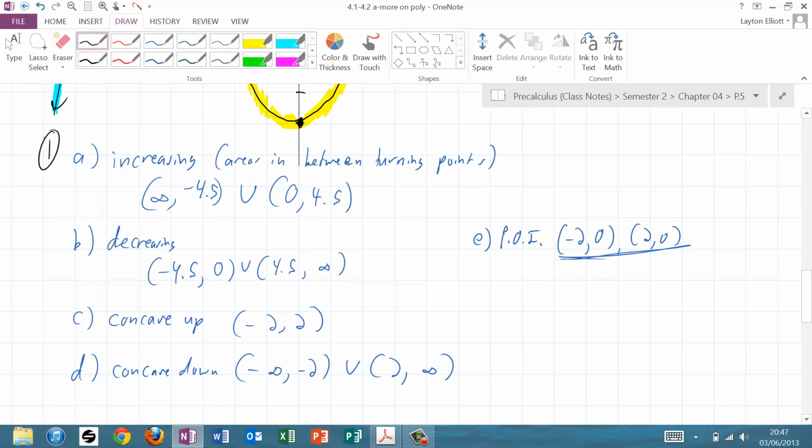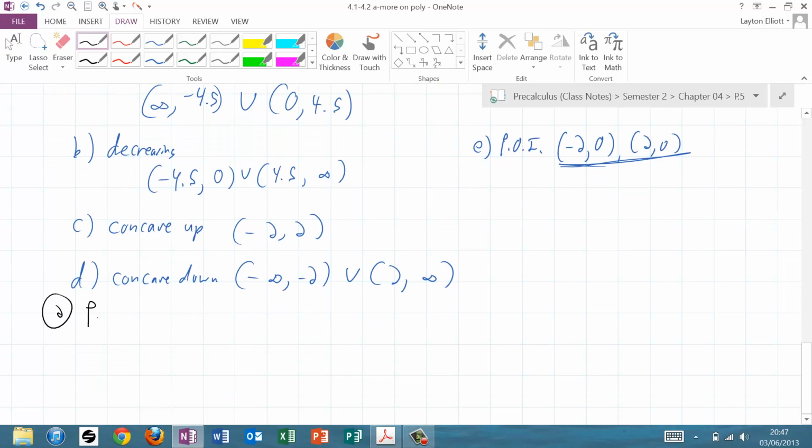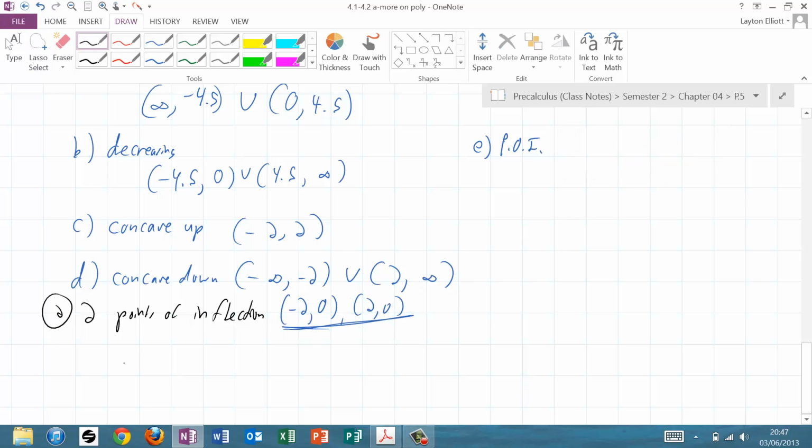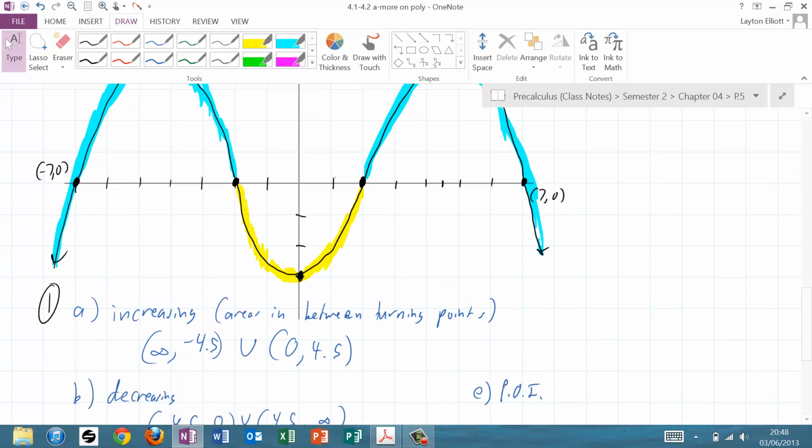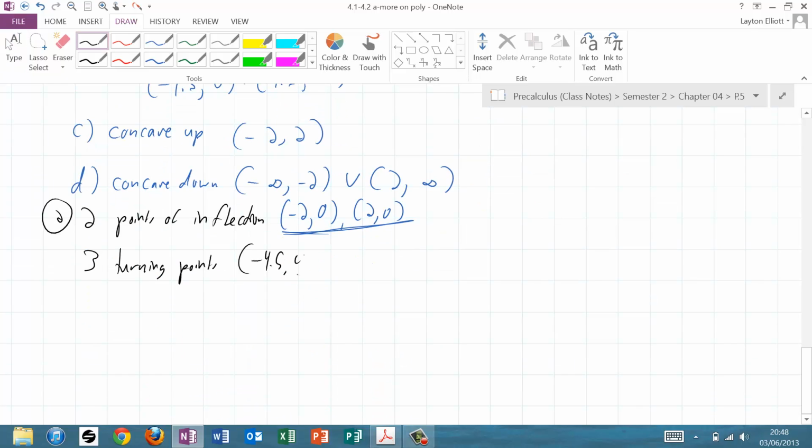I'm going to call that number 1, and I'm going to look at number 2 now. As we just said, we have 2 points of inflection. And I'm going to take these and move these down here. You can rewrite them if you want. But we also have 3 turning points. Our turning points occur at negative 4.5, 4. So I have negative 4.5, comma 4. Oops. I have 0, negative 3, and then I have 4.5, comma 4.